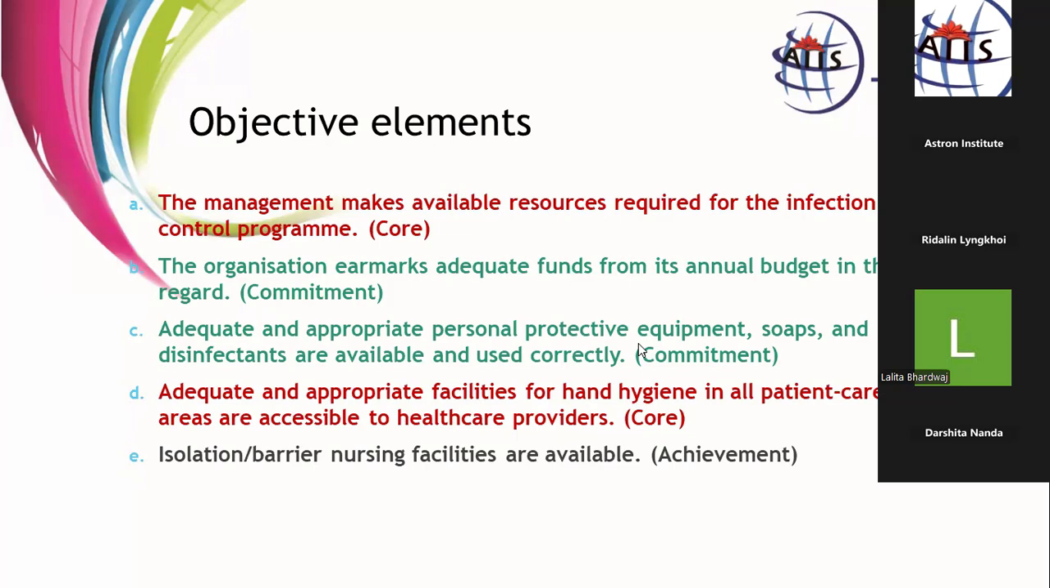In barrier nursing, you have to provide PPE, hand washing, and separate linen. So how you are separating the linen, and how you are discarding the waste of that particular patient, you have to write down all these in your manual. This is one of the achievement elements.